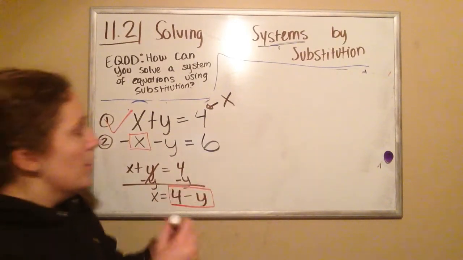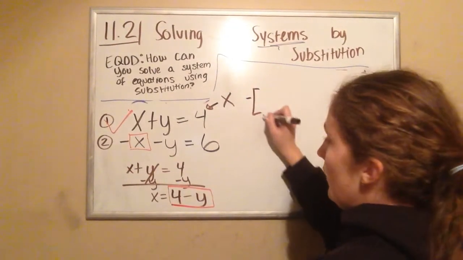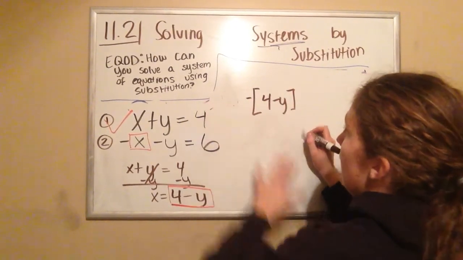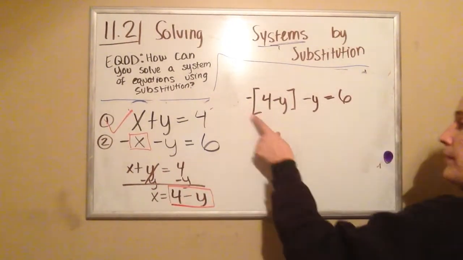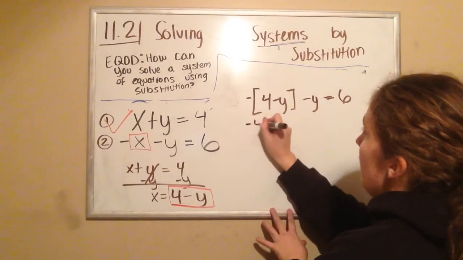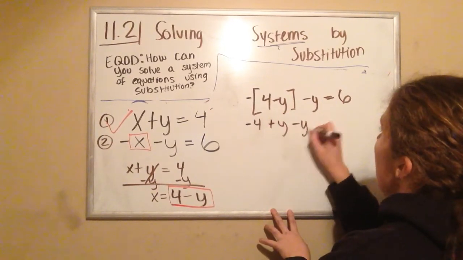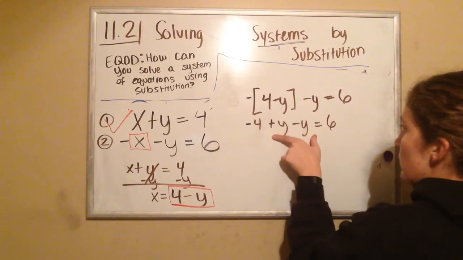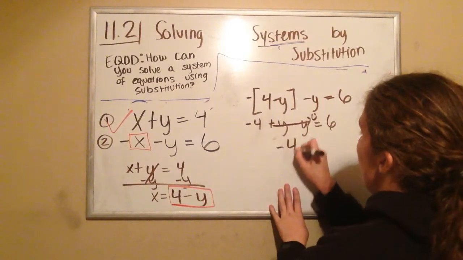Okay. So we'll bring it over here. We're working with equation 2. We have negative 4 minus y. We're getting rid of the x's. Minus y equals 6. Okay? So if we have to distribute that negative, we get negative 4. Negative times a negative is a positive y. Minus y equals 6. Well, hold on. Something funky is about to happen here. Y minus y, those cancel. That's just 0. And we get negative 4 is equal to 6.